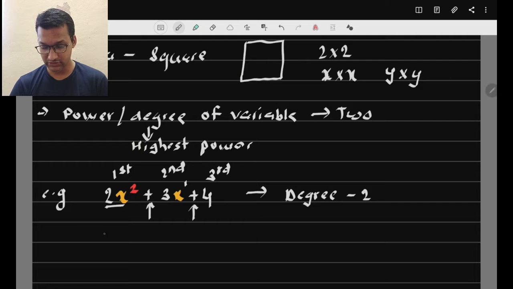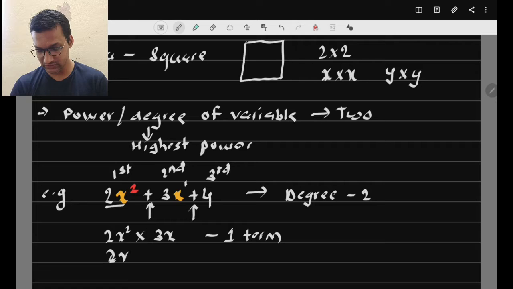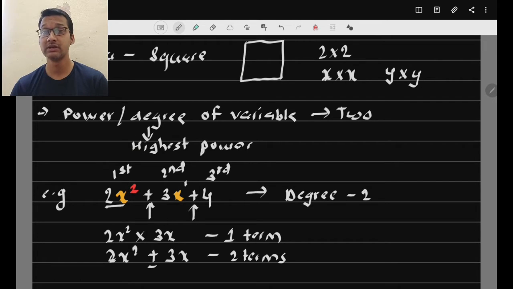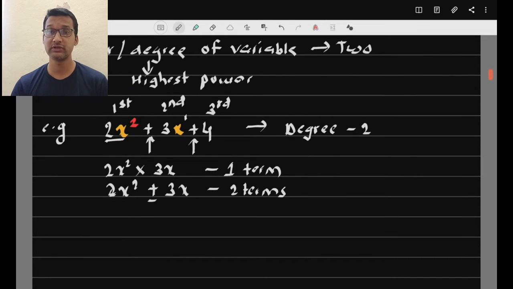Same if I write 2x square multiplied by 3x, now it is a single term. Only one term is there. If I write 2x square plus 3x or minus 3x, now they are two terms, because the sign in between them is plus or minus. So identification of the terms is also important.